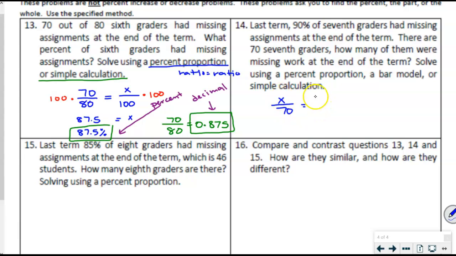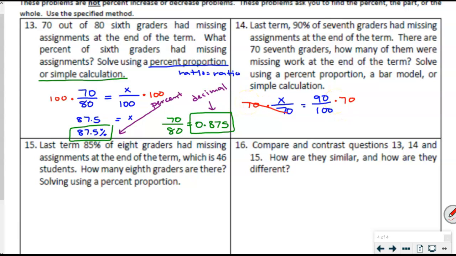Exactly. X divided by 70 is equal to 90 divided by 100. 90% means 90 per 100, so we already have one side of that ratio written. We're asking for how many are missing, because that's the part we don't know, but we know that there are a total of 70 7th graders. So we can solve this by multiplying each side by 70.